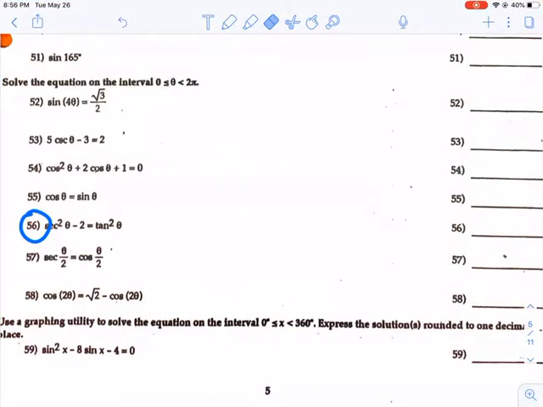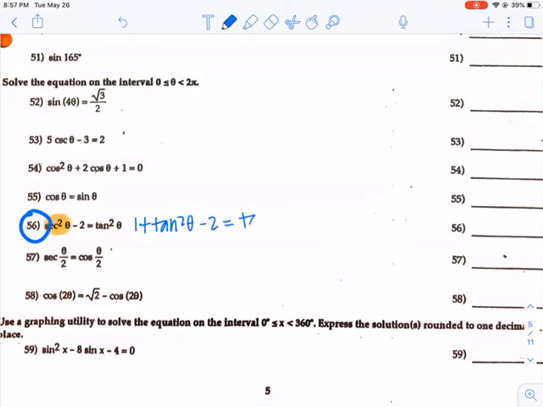Okay, so let's look at this review. So 56, the first thing I would do is try to get them all to be the same, like either both tangents or both secant squared. So secant squared, if I use my Pythagorean identity, secant squared is equal to 1 plus tangent squared. So let's substitute that out.